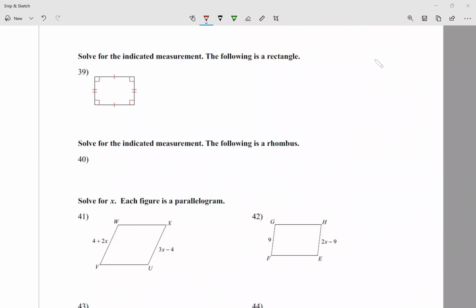All right, so for today, we're going to be looking at special parallelograms. Special parallelograms are basically rectangles and rhombuses. Now, we can also include a square. All right, a square is a rectangle and a rhombus.